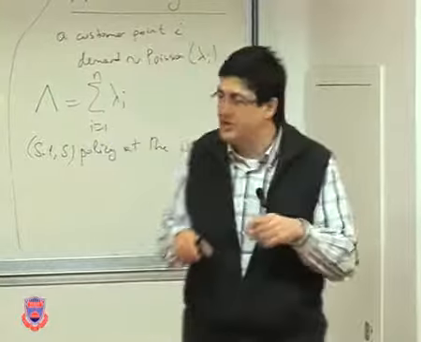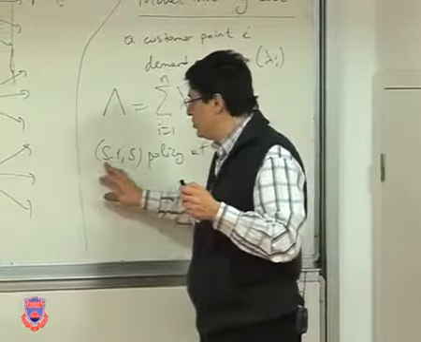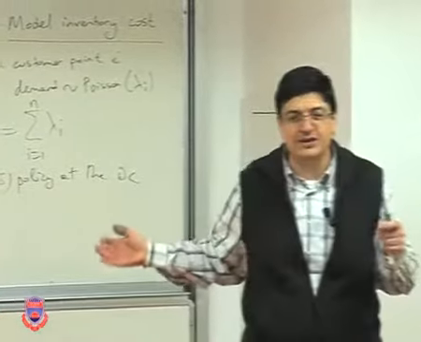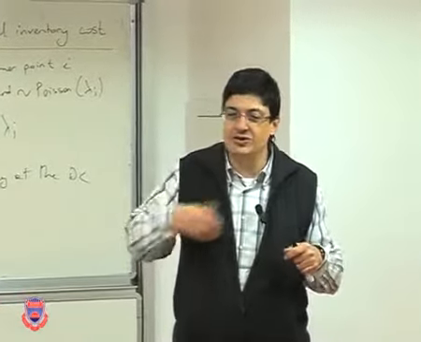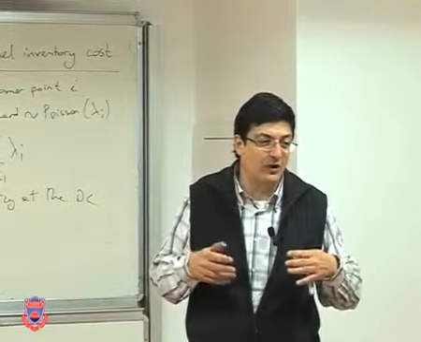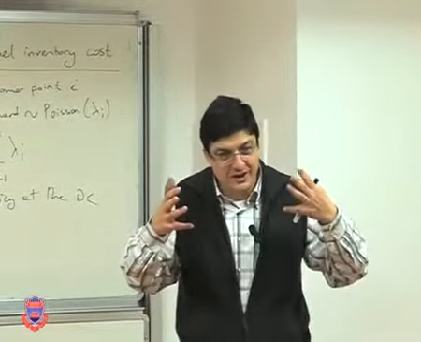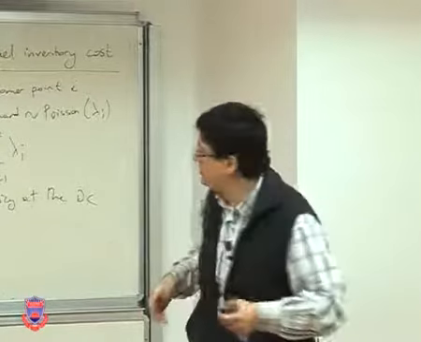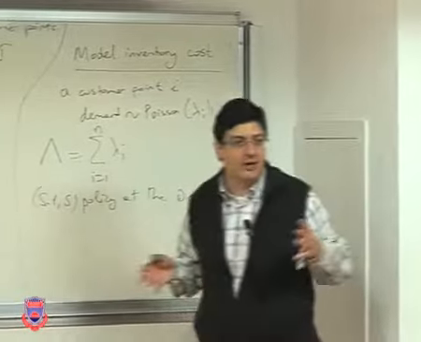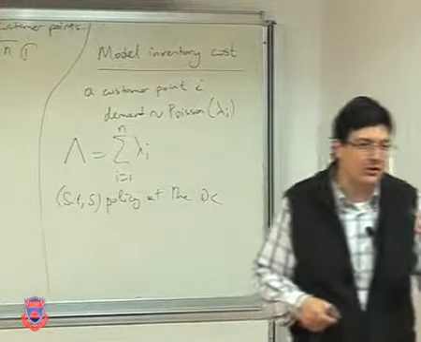So this becomes reasonable. Now, when do you use S-1, S policies? Why do you have a policy like that? Why don't you just say that I want to have batches when I'm ordering, rather than ordering a single unit? What's the meaning of that?